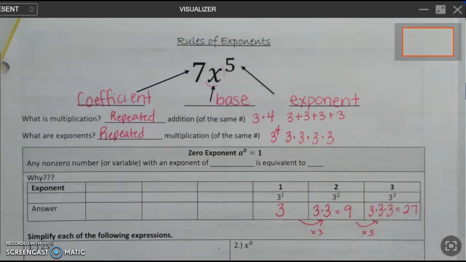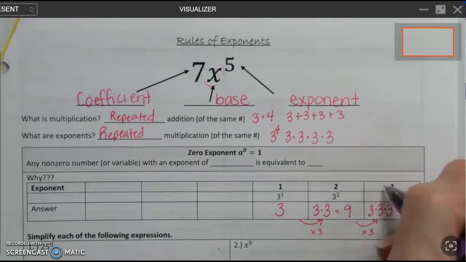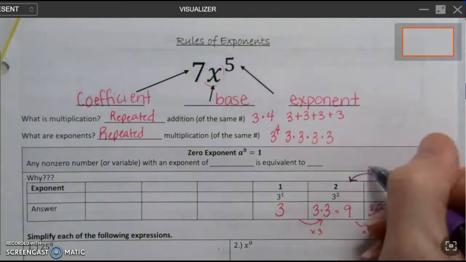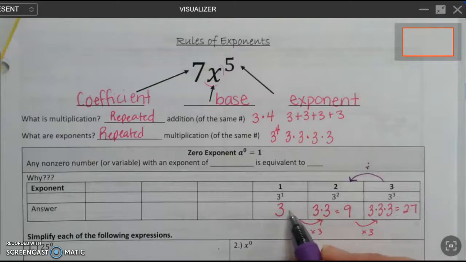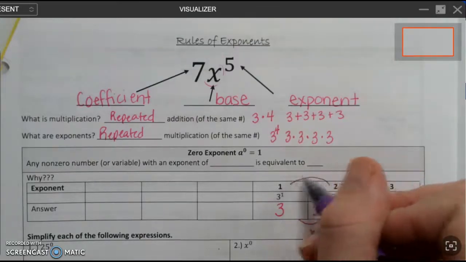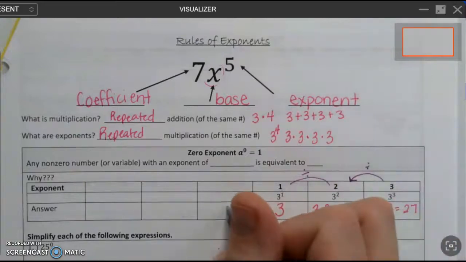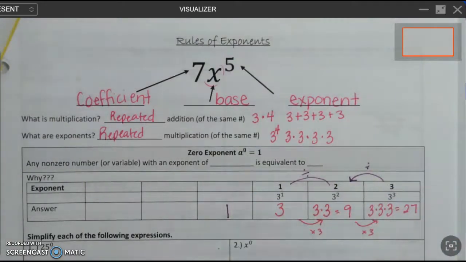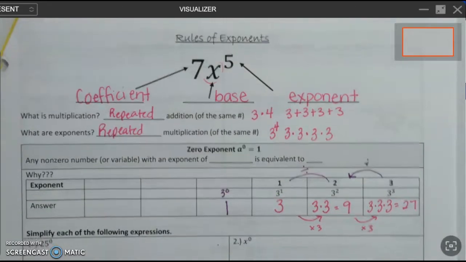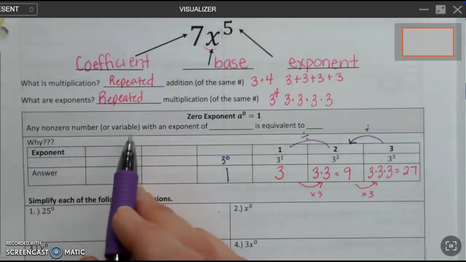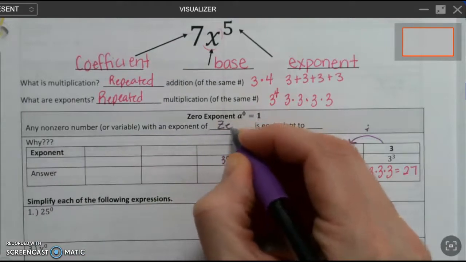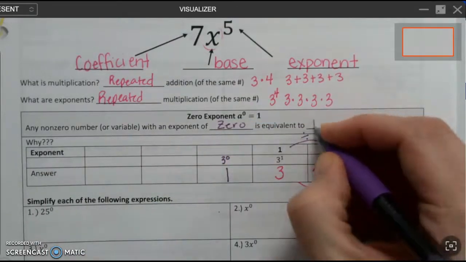Which means if I want to go backwards, the opposite of multiplying, I would have to divide. So 27 divided by 3 is 9. 9 divided by 3 is 3. What is 3 divided by 3? That would be 1. What that tells us is that 3 to the 0 power is 1. So right below here, any non-zero number or variable with an exponent of 0 is equivalent to 1. The answer is 1.